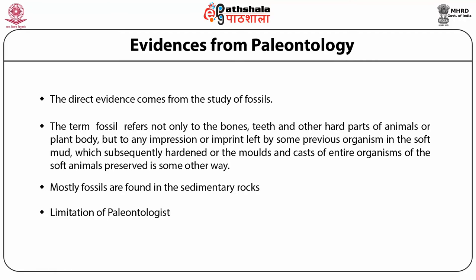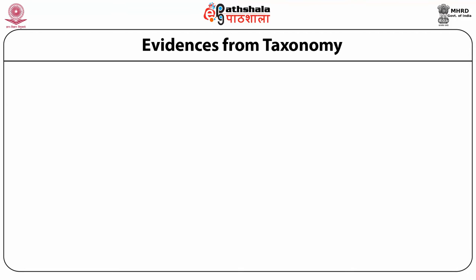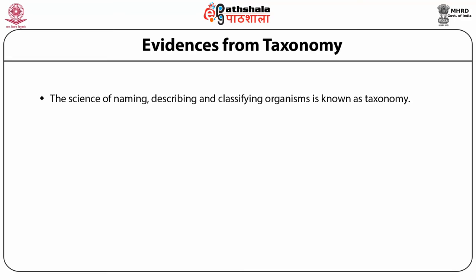This will be clear by the consideration of a specific situation. Next one, difficulty of correctly dating the fossil material, both in absolute and relative terms. And the last limitation is differences in rates of somatic evolution, which must be taken into account while selecting characters for their relevance in the assessment of the phylogenetic status of the fossil types. Evidences from taxonomy. The science of naming, describing and classifying organisms is known as taxonomy.